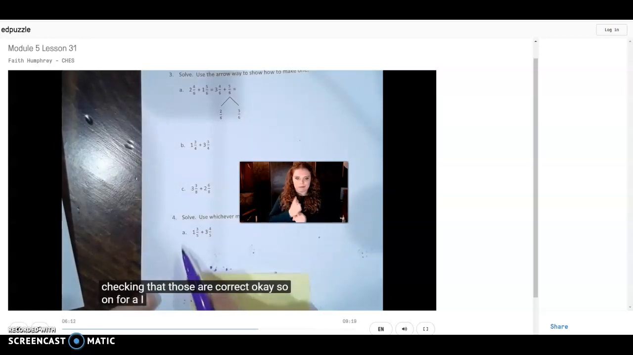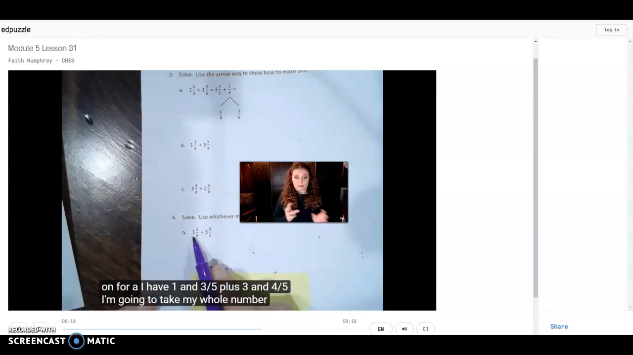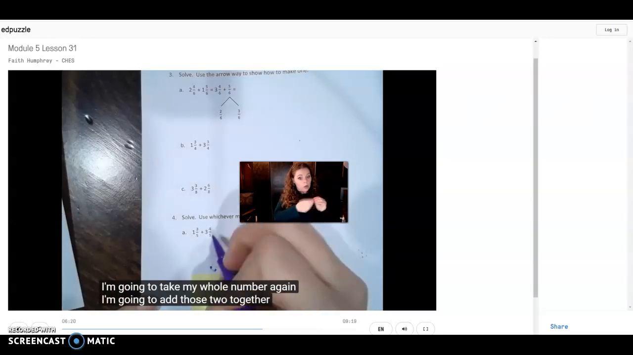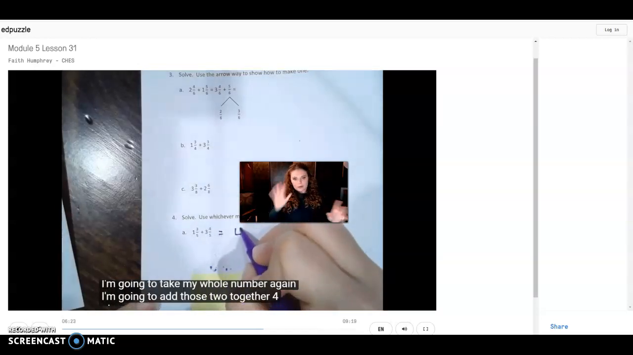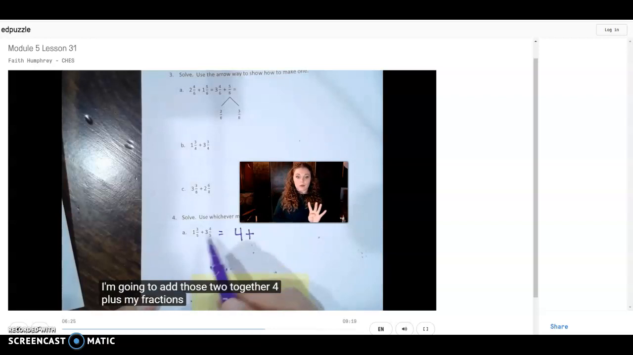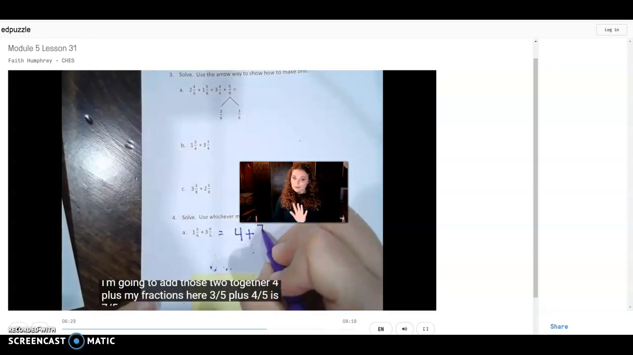So on 4A, I have 1 3/5 plus 3 4/5. I'm going to take my whole number again. I'm going to add those two together, 4, plus my fractions here, 3/5 plus 4/5 is 7/5.